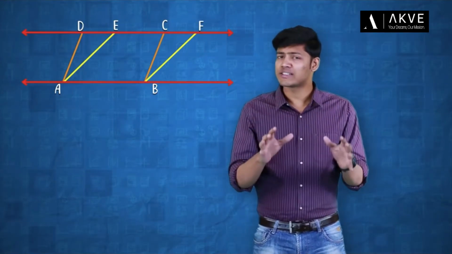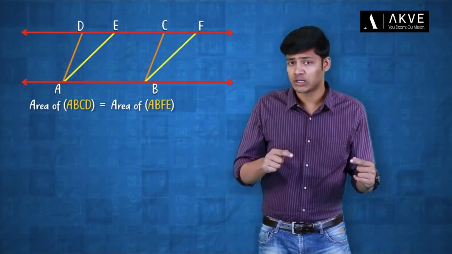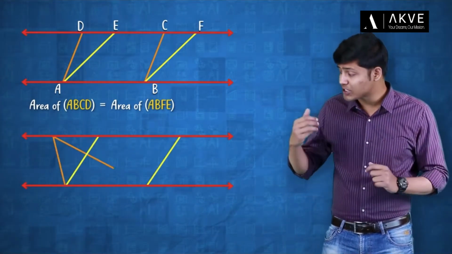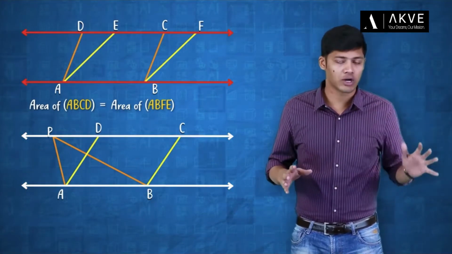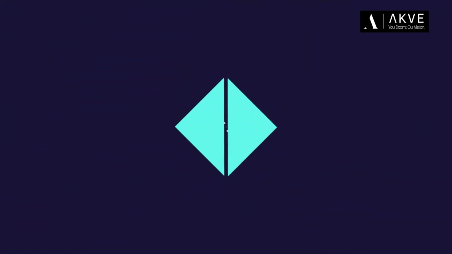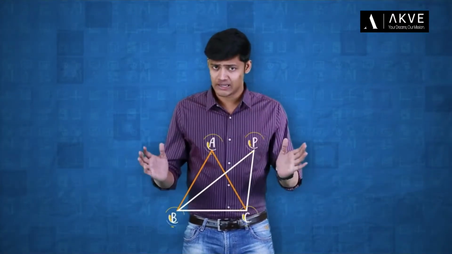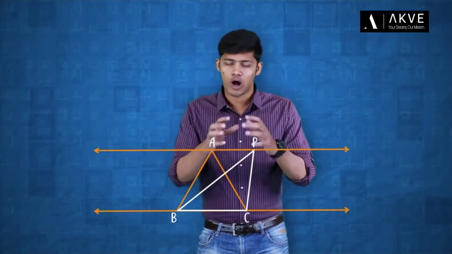Hello friends, till now we know that parallelograms on the same base and between the same parallels have equal area. And also that the area of the triangle which is on the same base and between the same parallels as a parallelogram will be half the area of the parallelogram. In this video, we are going to place two triangles between two parallels and see what that unfolds.